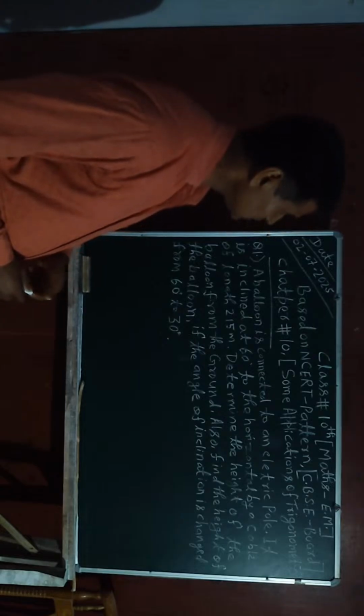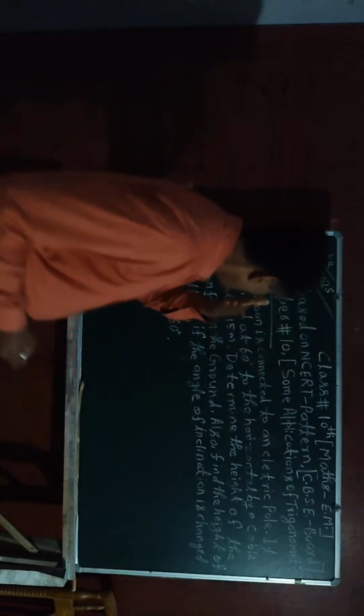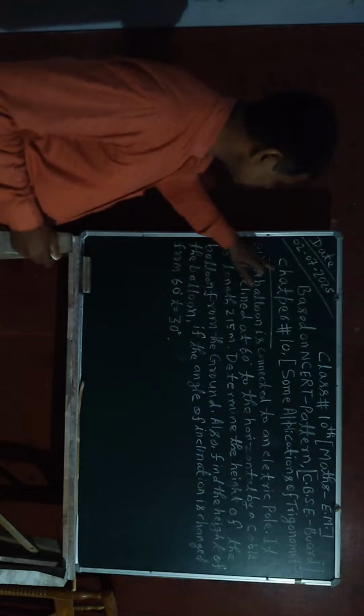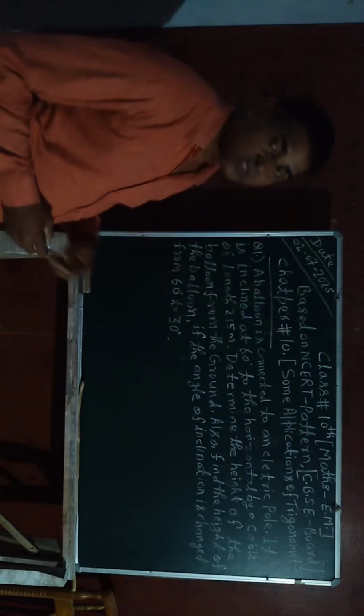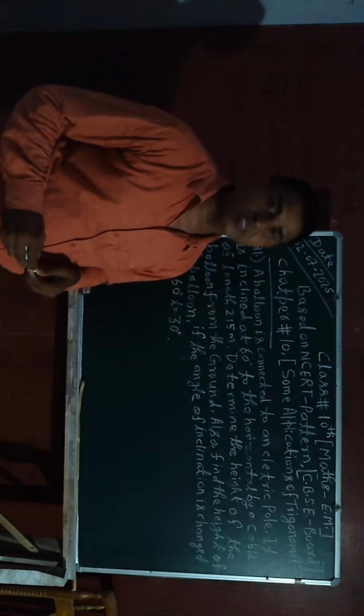Okay, now first of all I will explain the terms which are written on the blackboard. This is class 10th mathematics in English medium, based on the NCERT pattern, and its board is the CBSE board. Now further, this is chapter number 10. Chapters 1 to 9 I have already taught you.